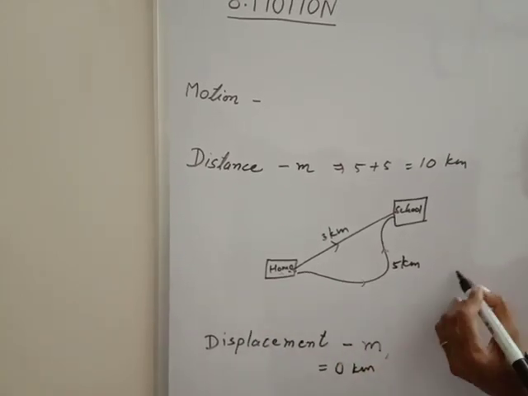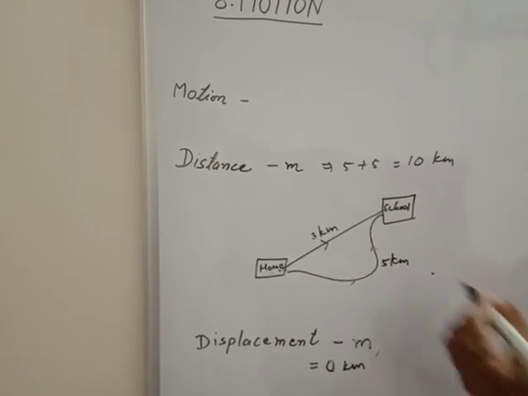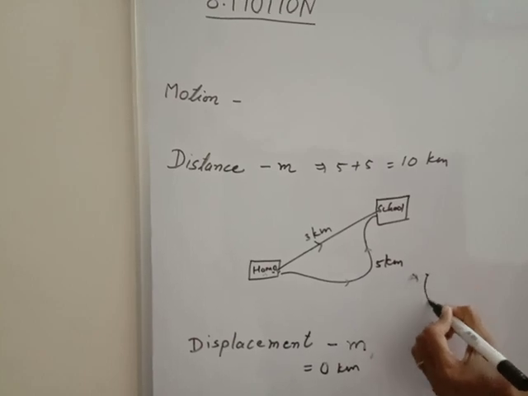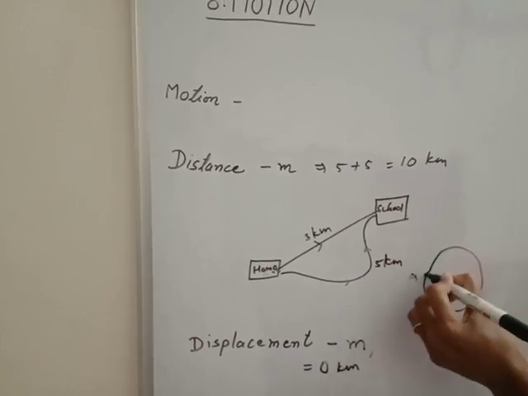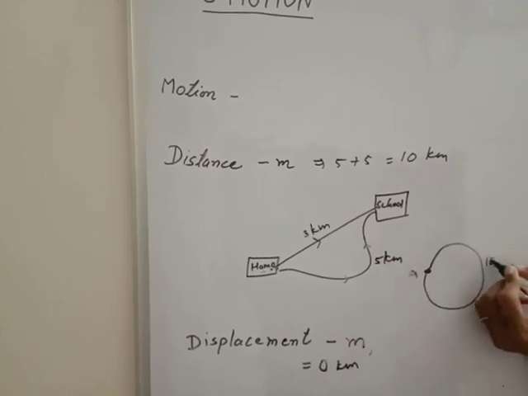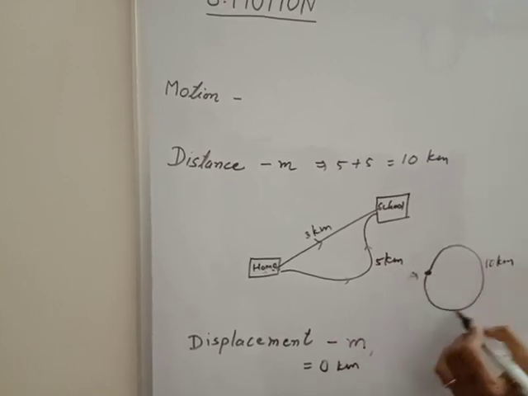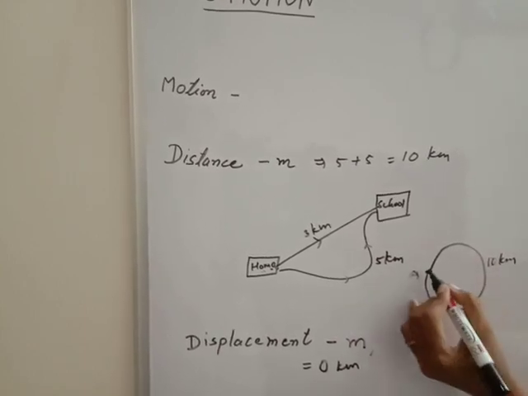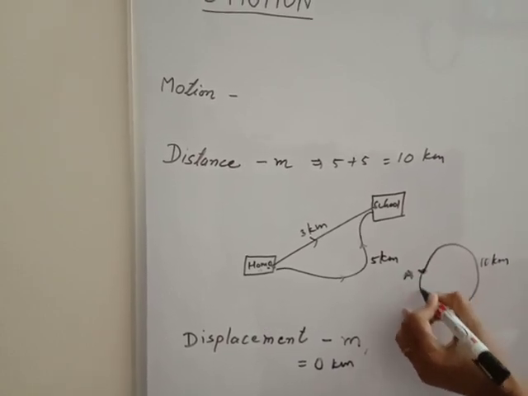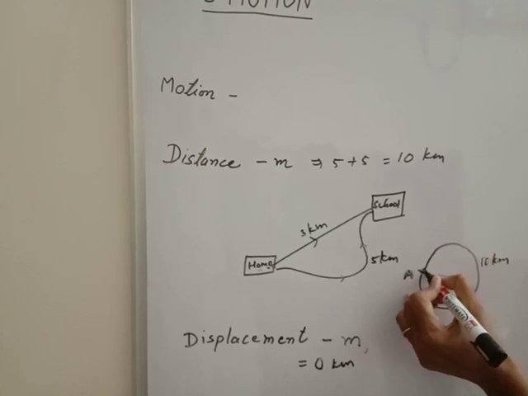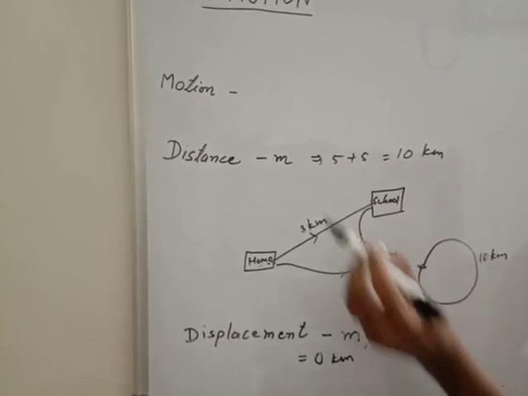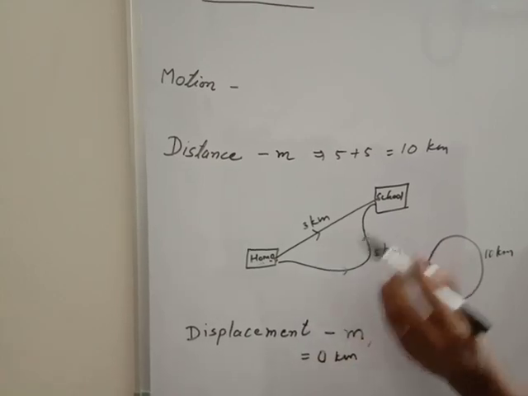For example, a person starts from point A, moves like this, and comes back again here. The total distance here is, suppose, 10 kilometer. We say that the distance covered is 10 kilometer. But what is the displacement? 0, because the initial position is A and he is coming back again to A. So displacement is 0.